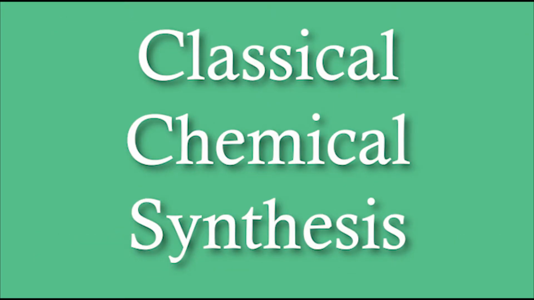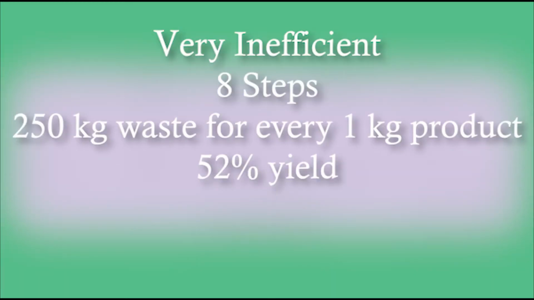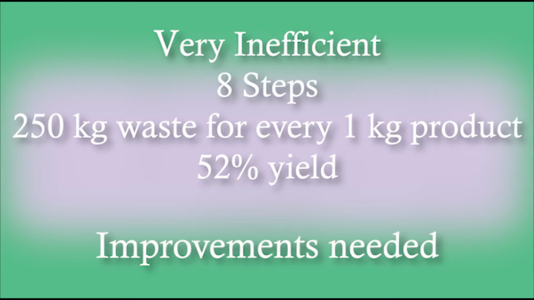To appreciate the biocatalytic pathway used to make sitagliptin, we will first look at the classical synthesis pathway. The synthesis of sitagliptin has evolved over time. The first synthesis was used to develop about 100 kg of sitagliptin for early clinical studies. Unfortunately, this process was very inefficient. It involved 8 steps, produced 250 kilograms of waste for every kilogram of final product, and had an overall yield of 52%. Improvements to this method were essential for the manufacturing of sitagliptin on an industrial level.